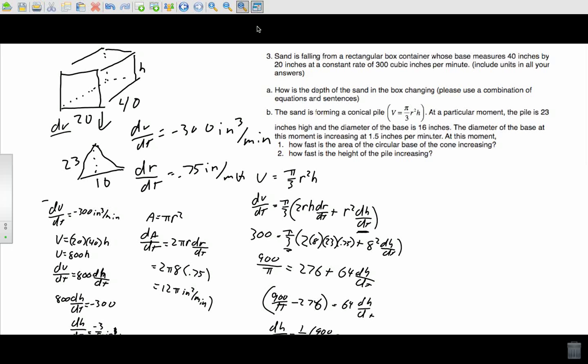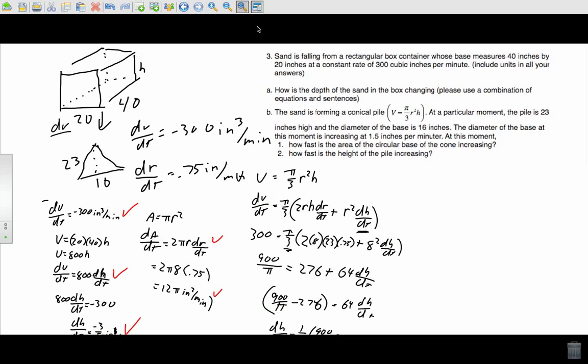Let's go through and score this and see what you're supposed to do. So part A was 3 points. Did you write dV/dt is negative 300 inches cubed per minute? That's a point. Did you set up this equation, dV/dt is equal to 800 dH/dt? If you did that, you got a point. And then if you came up with the answer, you got a point as well. So those are the 3 points for part A. For part B, 1, it was only worth 2 points. Did you come up with the dA/dt equation that you have right there, and then did you come up with the answer?